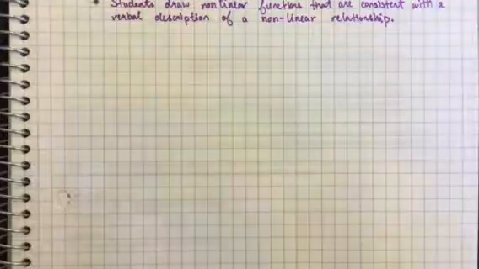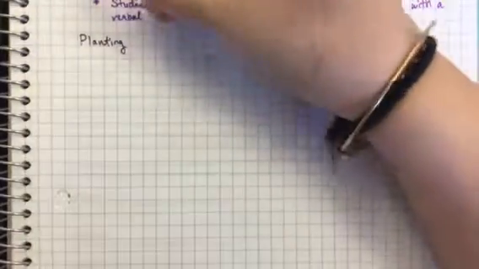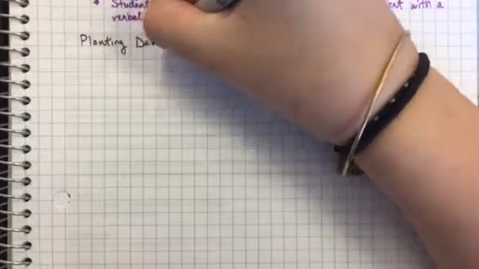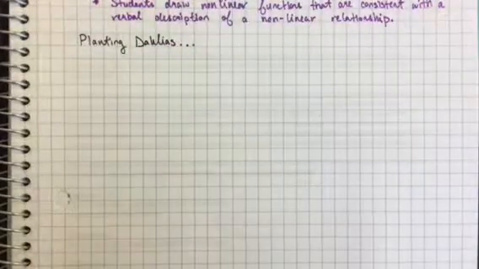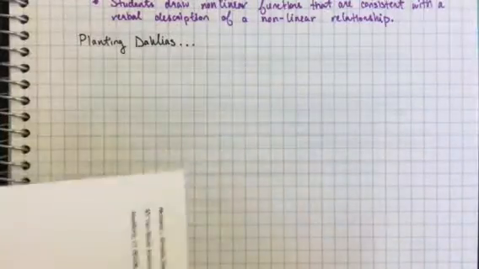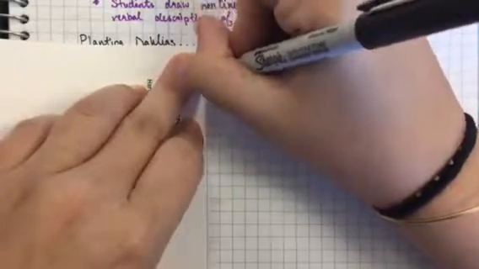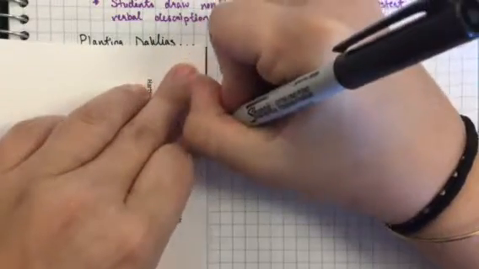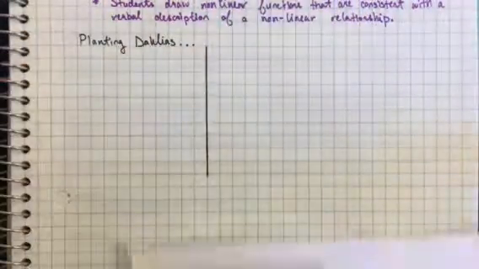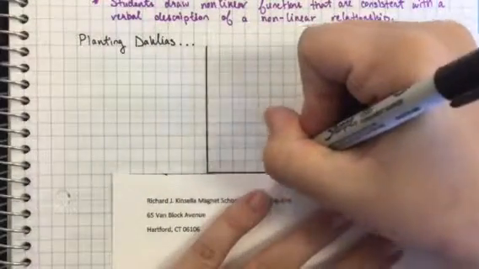So what we're going to do is look at the rate at which we can grow flowers. So we are going to be planting dahlias. And when we do that, we're going to try two different variables. We're going to look at using compost, which is like fertilizer, and not using compost.